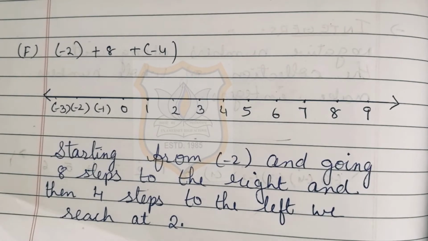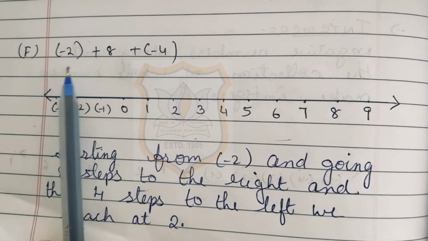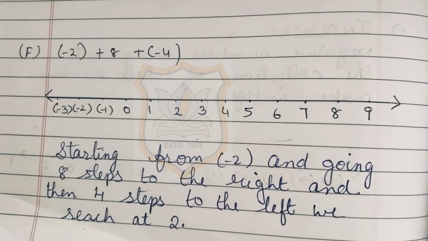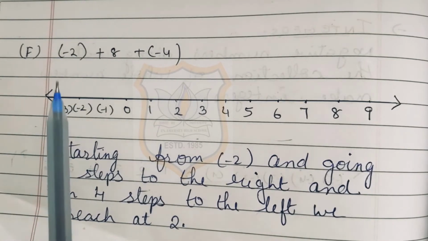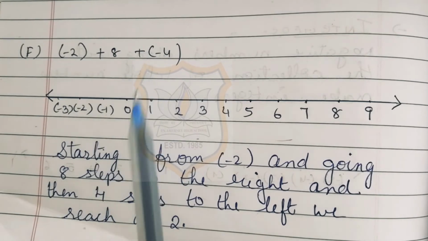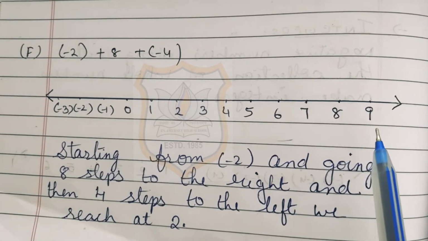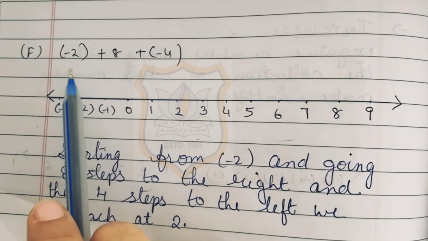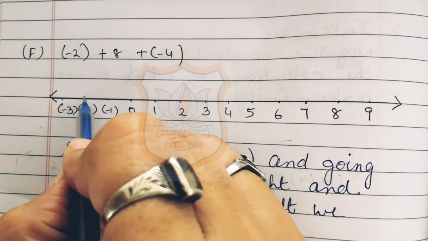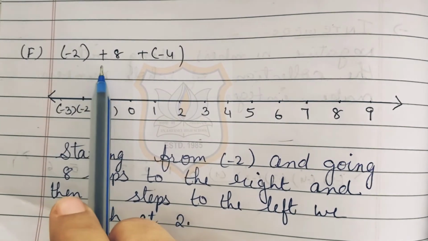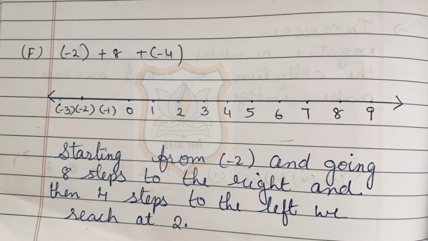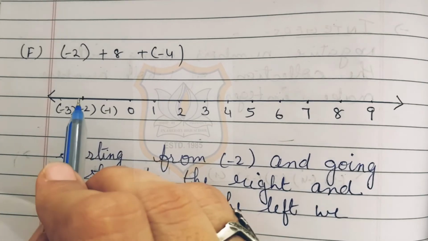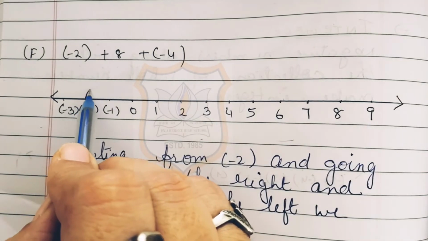Now F part of question number 2, minus 2 plus 8 plus minus 4. Here we have to find out what integer we will get if we add minus 2 plus 8 plus minus 4. Here also again first we will draw the number line. Now we will start from minus 2 integer. Minus 2 integer is here and here we have to add 8. 8 is a positive integer, so we will move towards the right side. Now we will move 8 steps towards right.